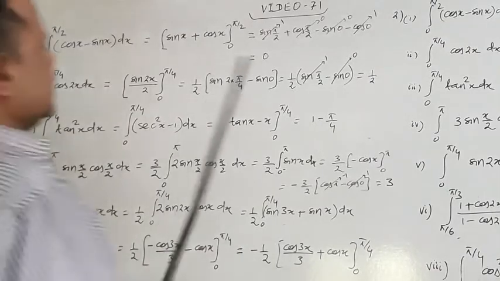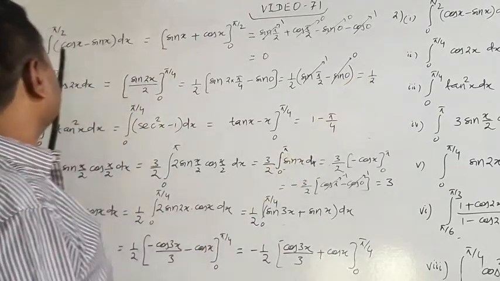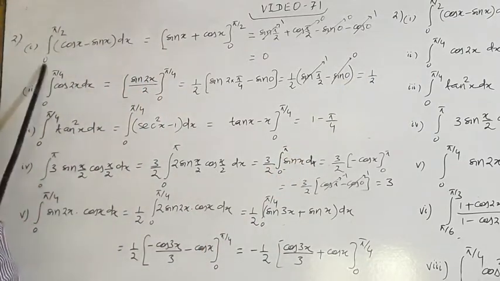Now take the screenshot of these 8 problems. I will do them one by one. It is very easy. Cos x minus sin x dx, 0 to pi by 2.